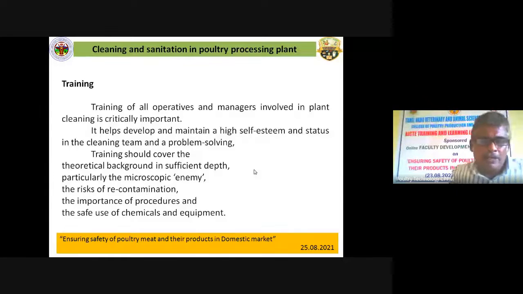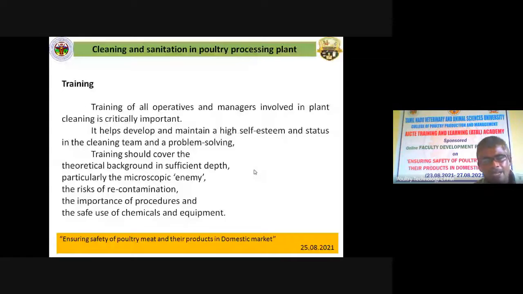When we develop a training module, we have to consider five things. One is that we have to provide a sufficient theoretical background to the trainees. Second, we have to give sufficient knowledge about microbes, and adequate knowledge on the risk of recontamination of the particular surface. We have to give importance to the procedure developed in each unit, so that we definitely follow the procedure to ensure efficient cleaning and disinfection of the particular area, thereby ensuring safety. And we also have to provide some knowledge on the use of chemicals and equipment. This is very important. These components are very important when we develop a training module.